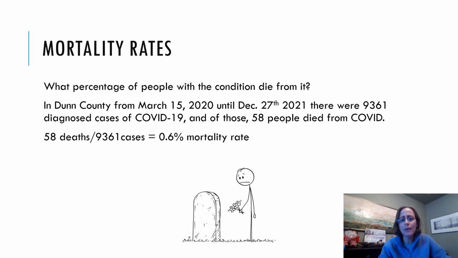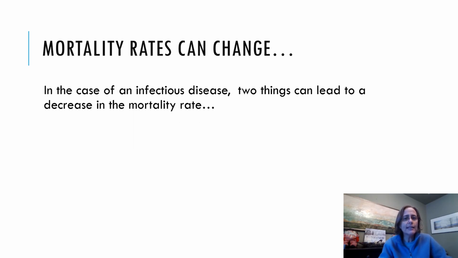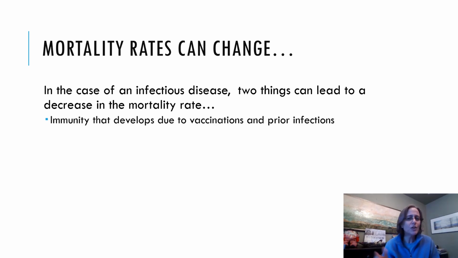Now, what's interesting about mortality rates is that they can change over time in response to various factors. In the case of an infectious disease, there are 2 big things that can cause a decrease in the mortality rate over time. There are other factors as well, but there are 2 big ones that I want you to be aware of. One, which you probably already knew, is that the population develops immunity to the infection, either because of vaccines or prior infections, or both, actually.